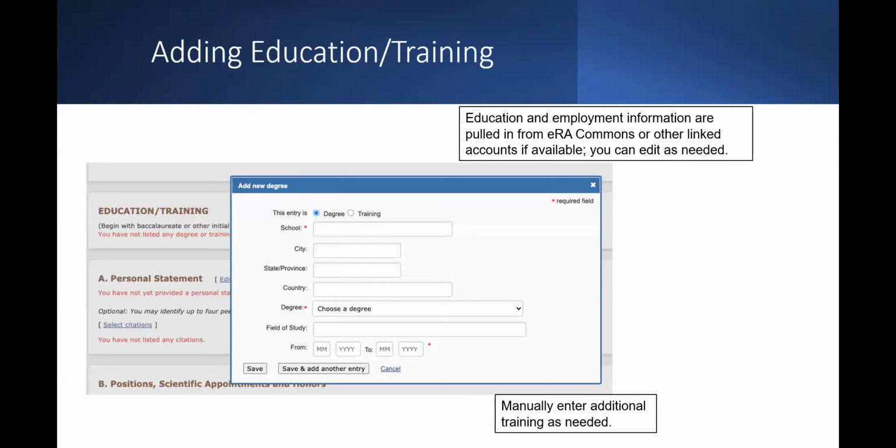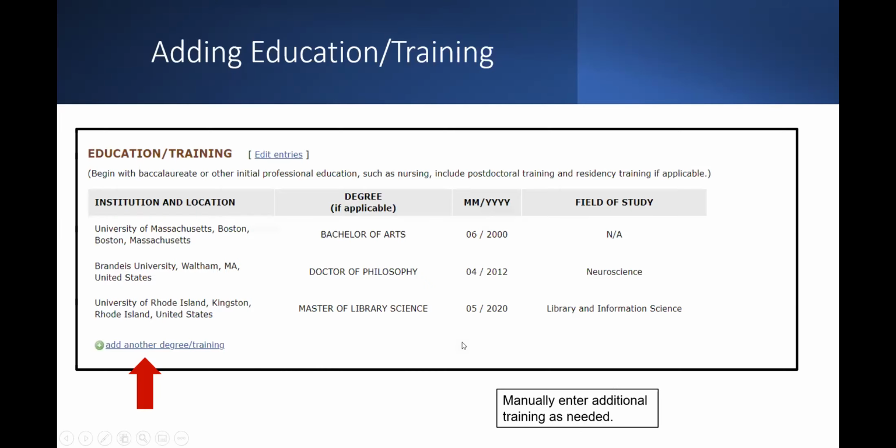If you need to add information manually into SciENcv, there's an education and training section that you will see. You choose add one to have this box pop up. You can use the degree option here to enter any degrees that you've already earned. And you can choose training to add a postdoc, a residency, or, if you're a current graduate student, things like that. You can easily add to this list later by choosing add another degree or training.